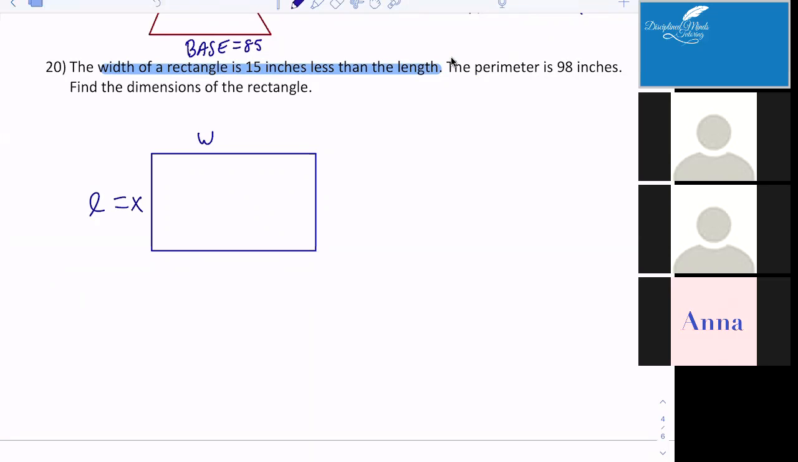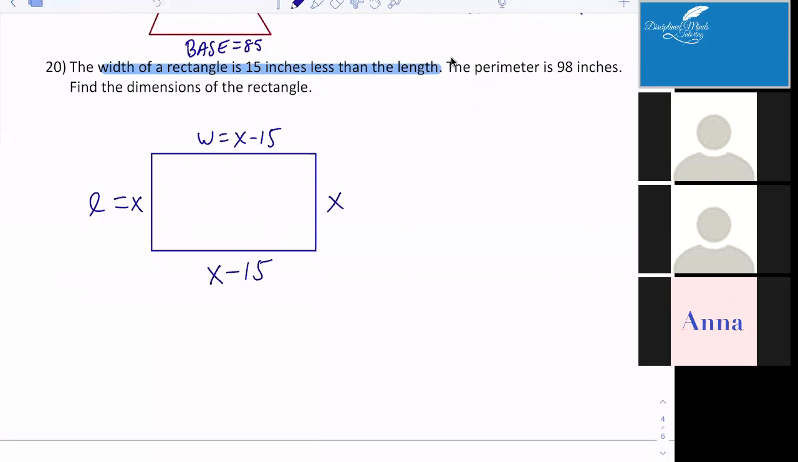And then the width would be what? X minus 15. Come on, we can do this. So what's on the other side? X. And over here? X minus 15. So the perimeter is to do what? What do we do with the perimeter?